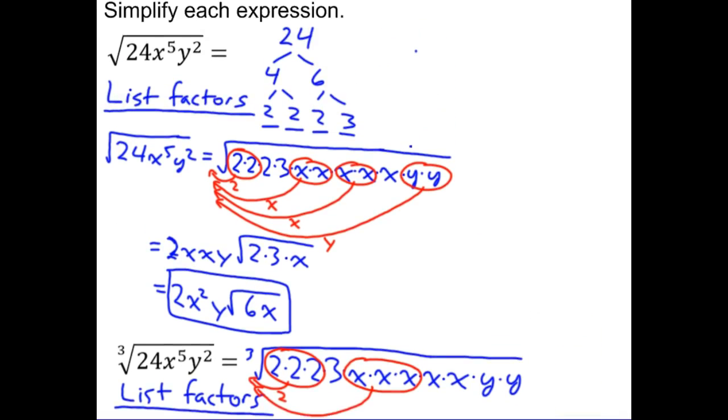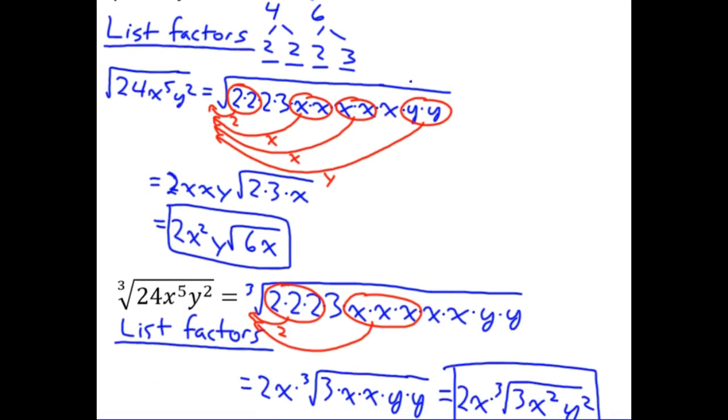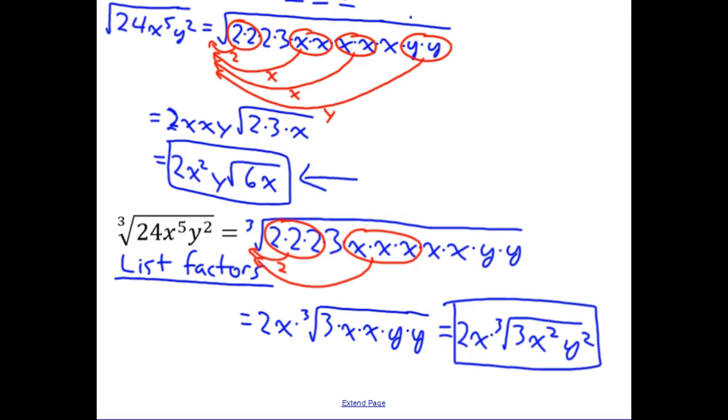So to review, we simplified 2 expressions. The first one, the square root of 24x to the 5th y squared, and came up with the expression 2x squared y times the square root of 6x. And then we solved the cube root of 24x to the 5th y squared, simplifying that to get 2x times the cube root of 3x squared y squared.